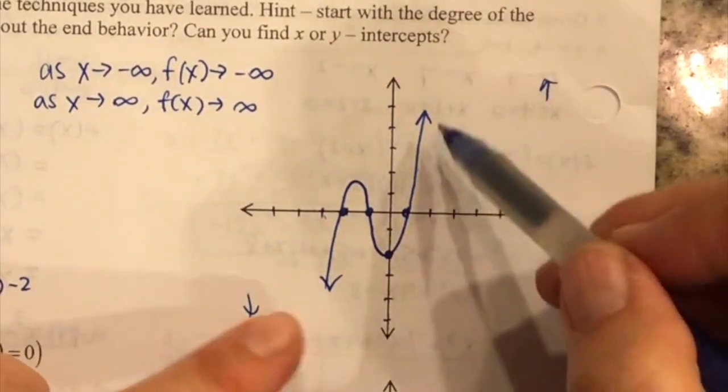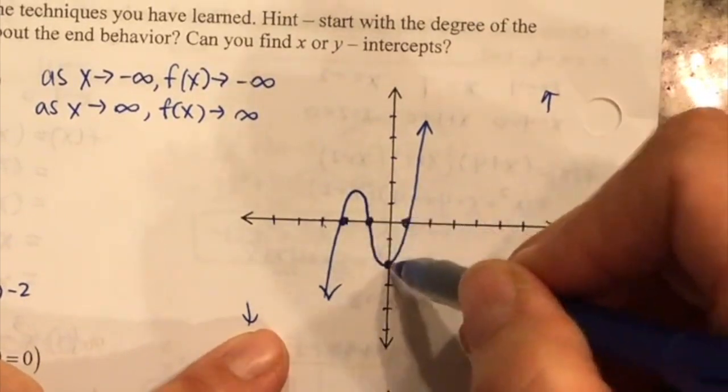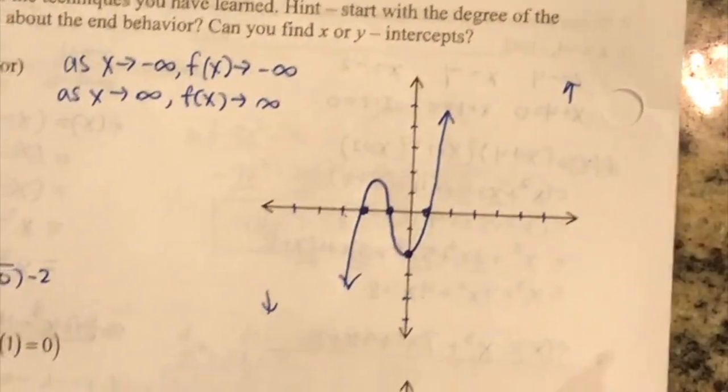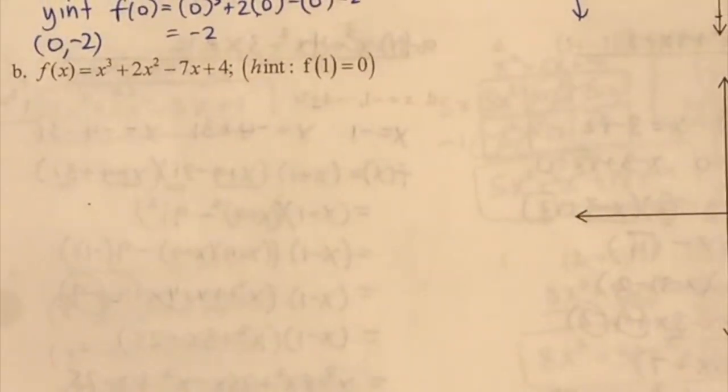I use my end behavior to know which way my arrows were going to be going. And then I use my x-intercepts and my y-intercept to give me some good info there. All right. Oh my gosh, if you missed it, you get to hear it all again on our next problem. I'll go through that logic again.